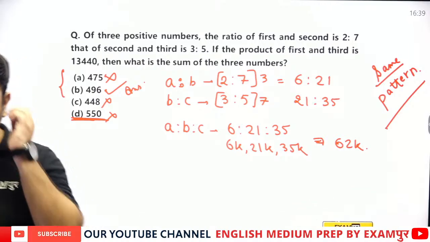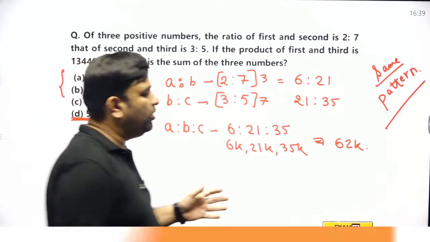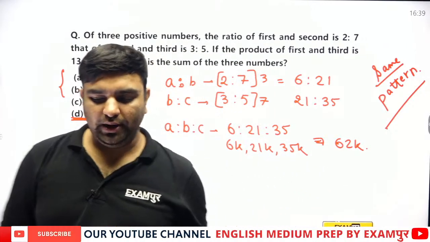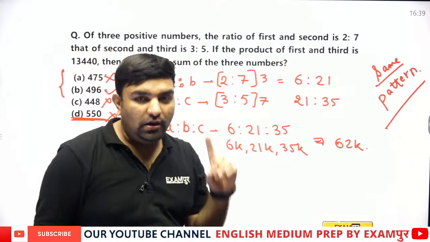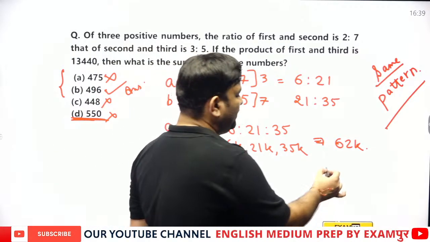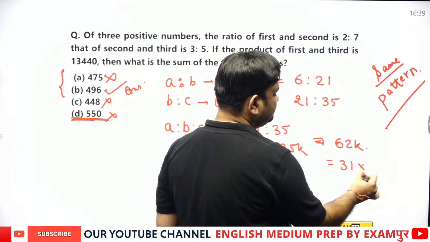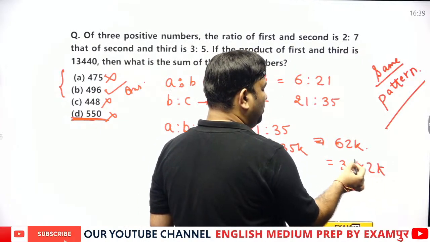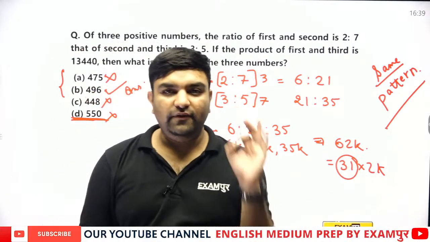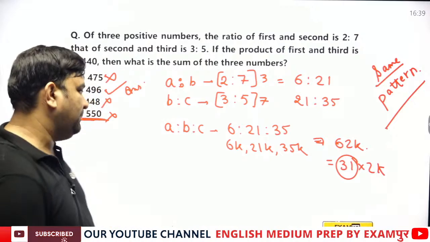That is when you are very sure that k will come out to be an integer. But I always suggest to check only the multiple of the prime number. I always suggest to check multiple of only the prime number.